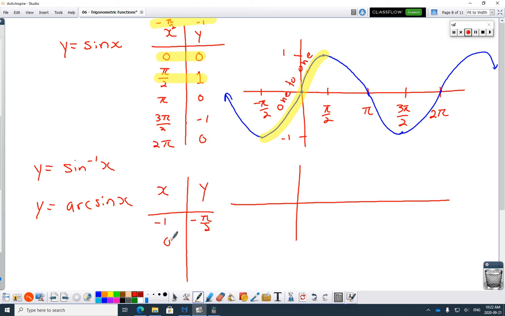Negative 1 becomes negative pi over 2. 0 becomes 0. 1 becomes pi over 2. And I get this weird looking graph for arcsine, which I'm going to start using that name immediately to get used to it. Arcsine goes from, on the x, negative 1 to 1, and on the y, from negative pi over 2 to pi over 2. And I'll draw it in blue here. Starts at negative 1, negative pi over 2, goes to 0, 0, then goes to 1, pi over 2.